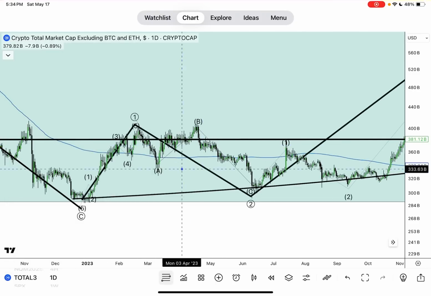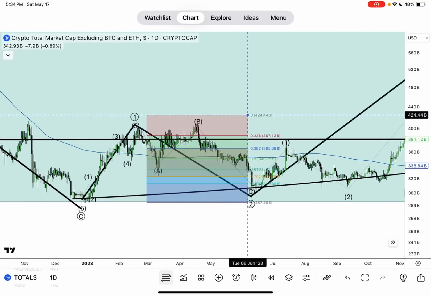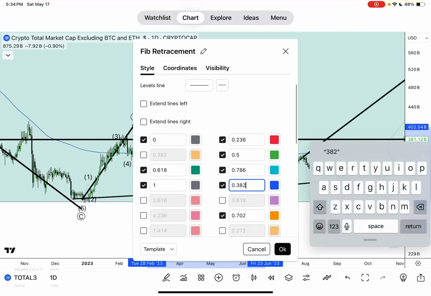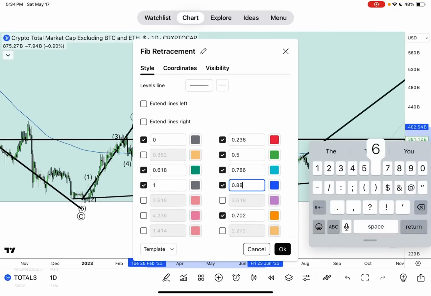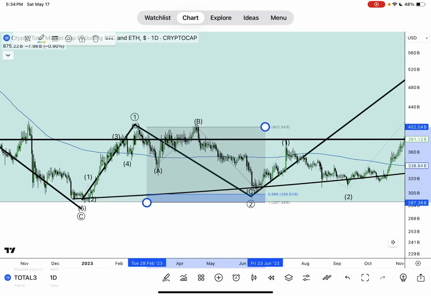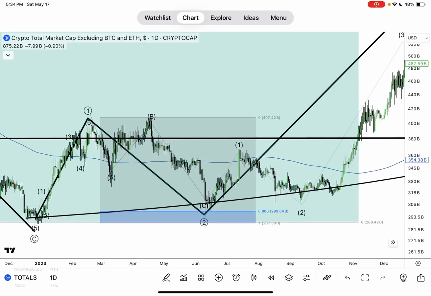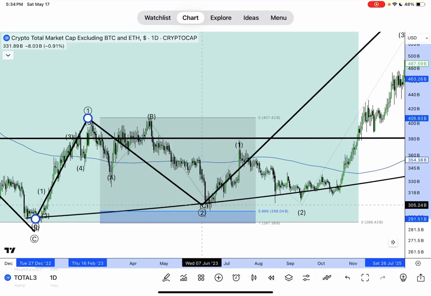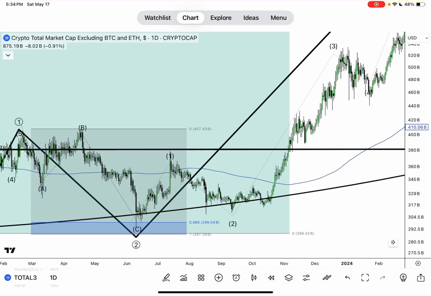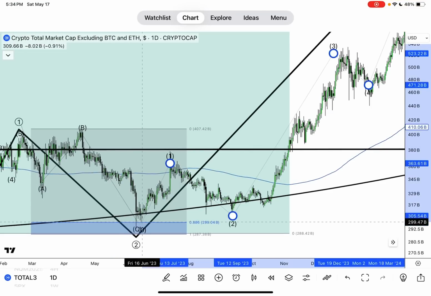And it came down to around the 88.6% fib. You guys see how it came down to this 886 over here? Okay, perfectly came down to the 886, and then we started our wave 3 to the upside. So now that our wave 2 is finished over here, now we're going in for your wave 3, which started in June of 2023. So this would be your wave 1.